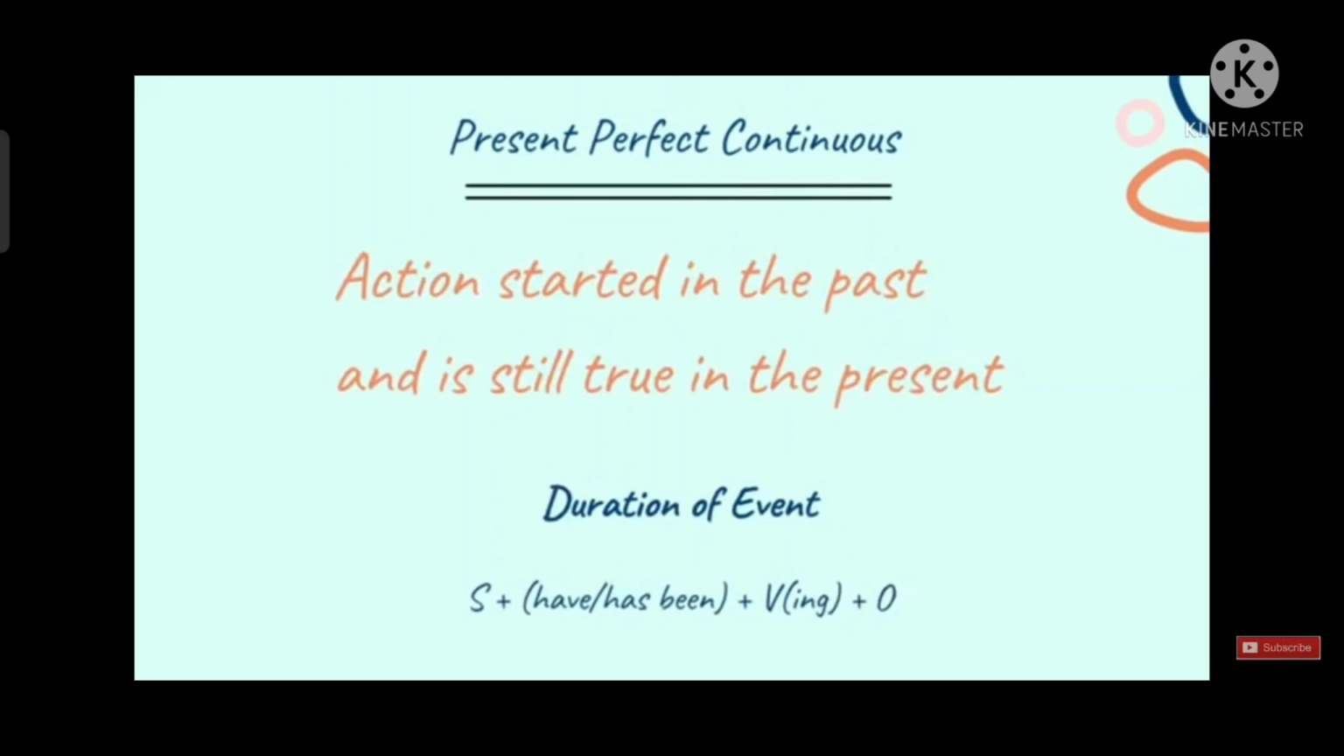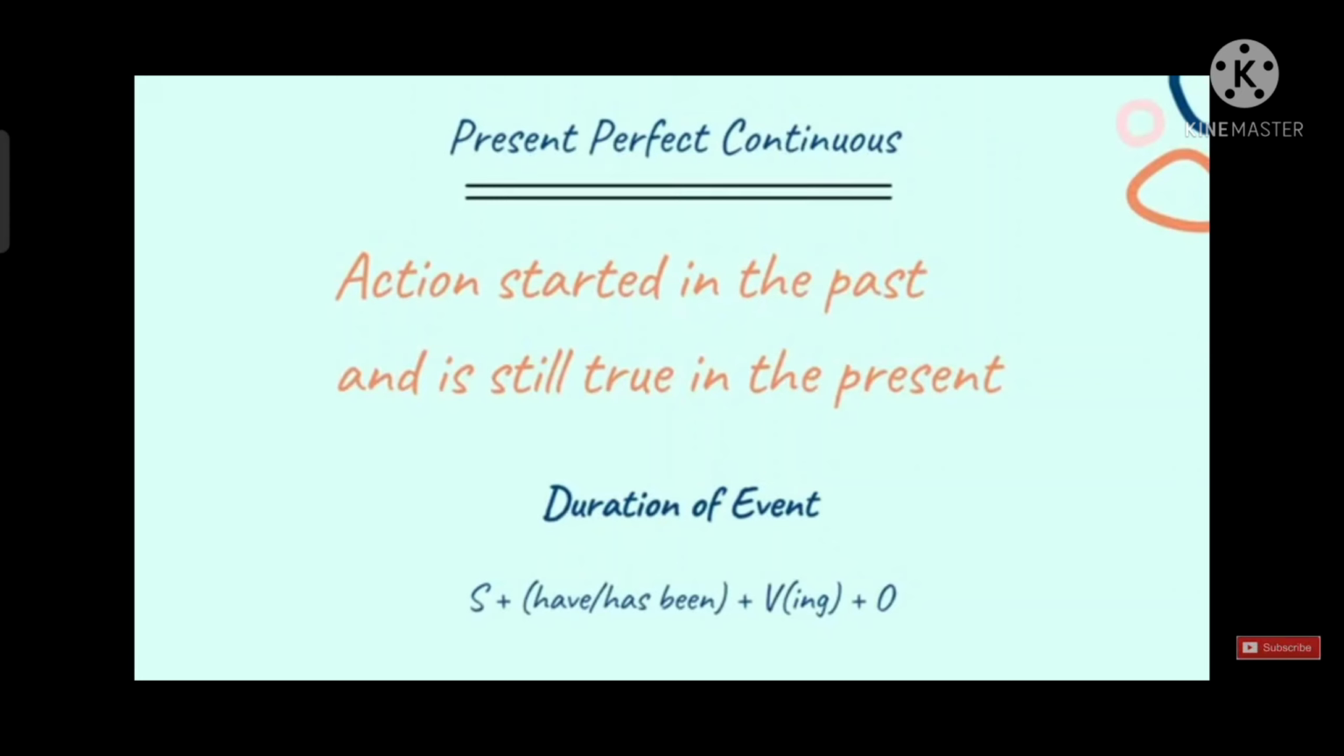What is a present perfect continuous tense? If an action began in the past and is still true in the present, and if more importance is given to the duration of the event, then it comes under present perfect continuous tense. The structure of it is subject plus have or has been plus verb's ing form plus object.